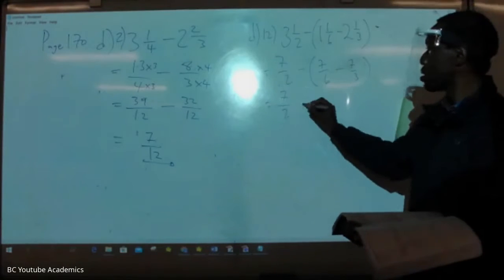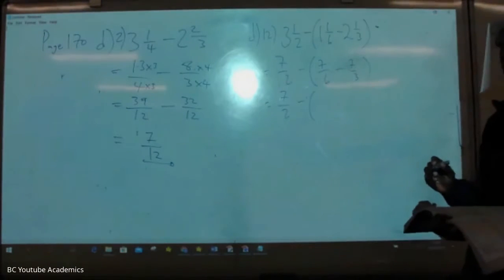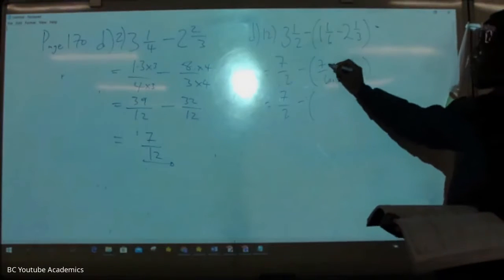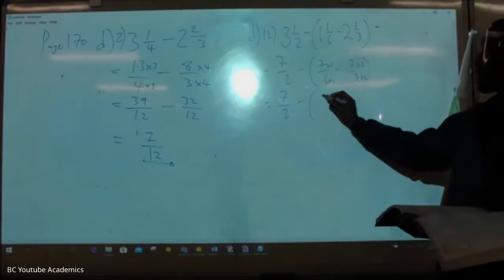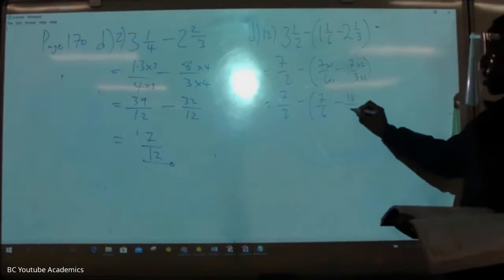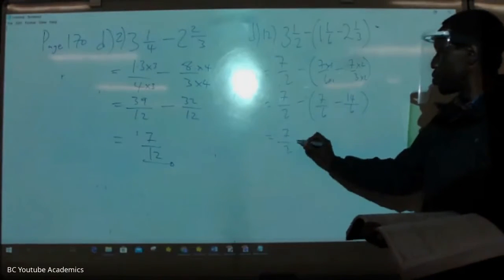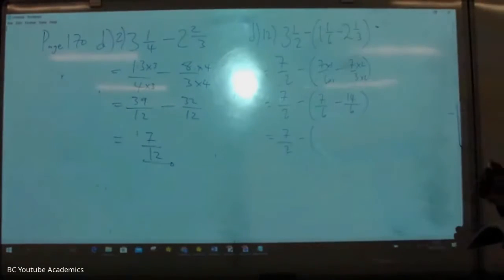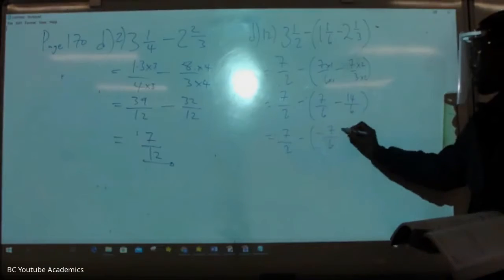7 over 2 minus, and then here our common denominator is 6. So times 1, times 1, times 2, times 2. So this is 7 over 6 minus 14 over 6. What's 7 over 6 minus 14 over 6? Negative 7 over 6.